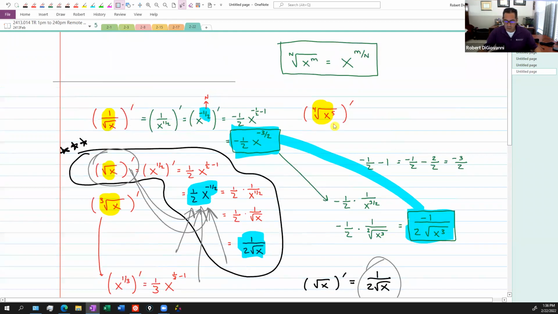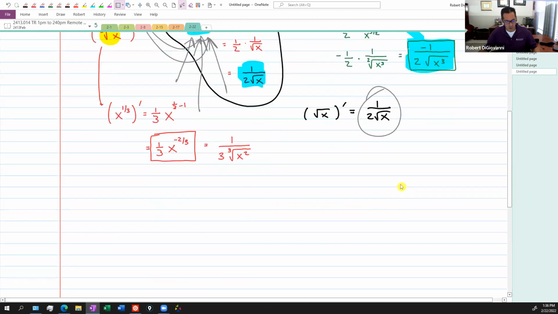All right, last one up here. I'm just going to go straight to the answer on this one. It's to the 5/4, so it should be 5/4 x to the 1/4 as your answer there. What do y'all think? Power rule. We can now take the derivative of x to any power.